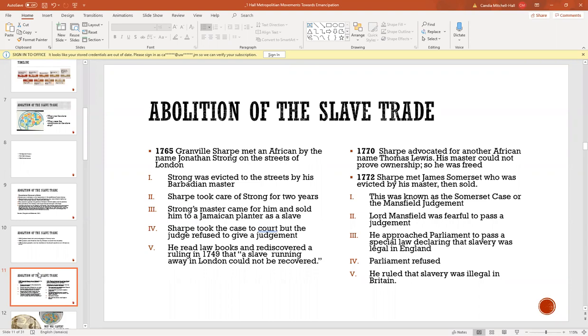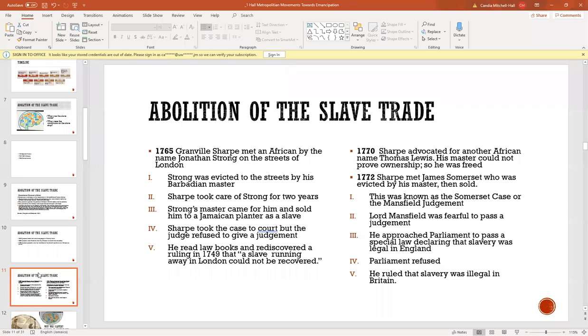Sharp brought the matter to court, but the judge refused to give a judgment or rule on it. He refused to make anything on it in terms of a judgment. And so Sharp, as a young attorney, said something is not right. He started to read his law books.